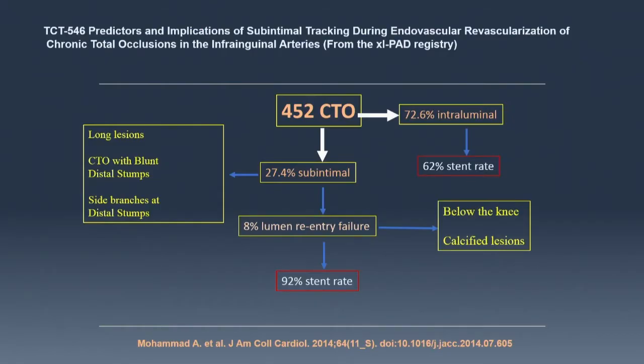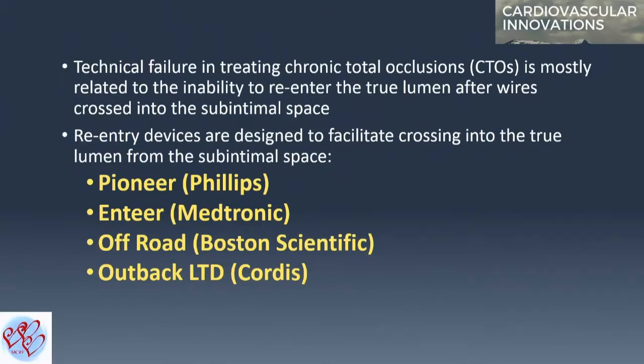If you look at the XLPAD data, 452 CTOs, at least in that particular experience, 72.6% were intraluminal, 27.4% were subintimal, and if you are in the subintimal space, you have a 92% stent rate. If you are in the intraluminal space, you have about a 62% stent rate. Again, something we try to shy away from is to use stenting as a primary strategy. So let me take you over some of the devices.